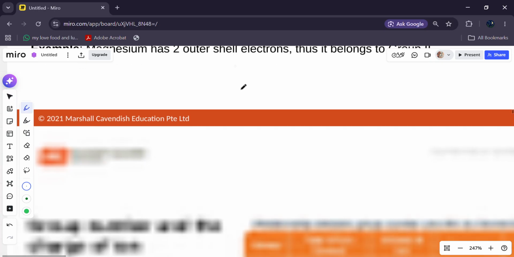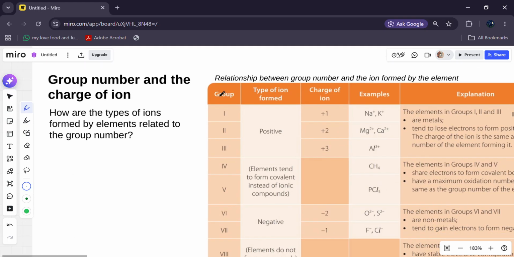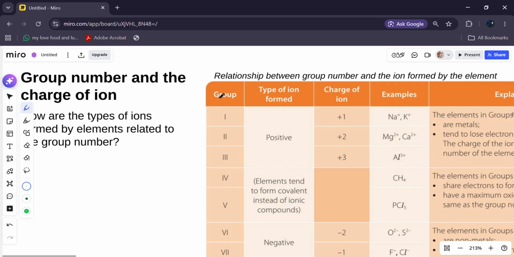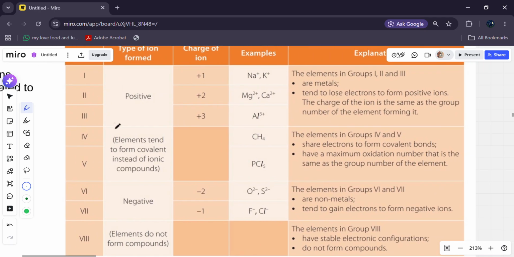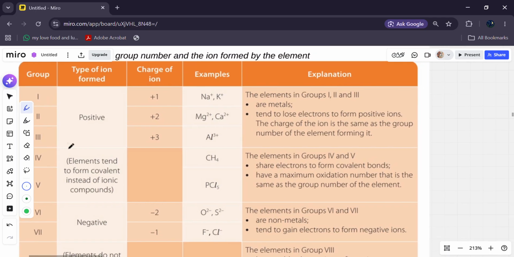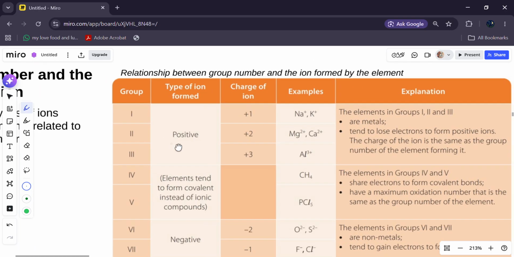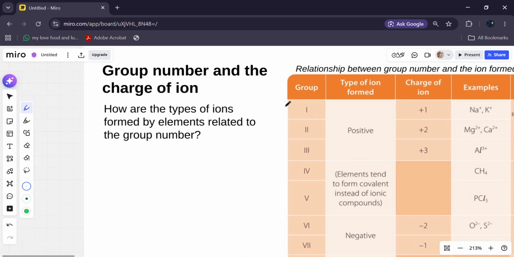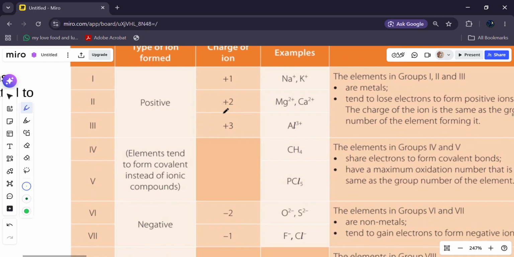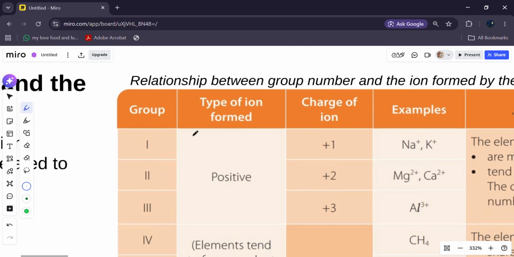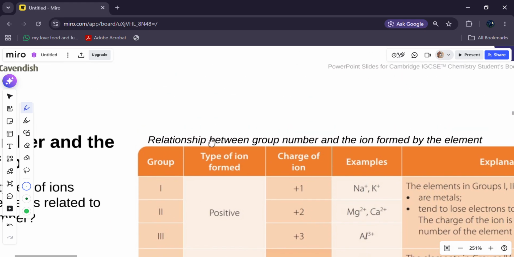Let's move on to group number and the charge of the ion. How are the types of ions formed by elements related to the group number? An ion is a neutral element that has lost or gained electrons. So that means it could have lost or gained electrons.